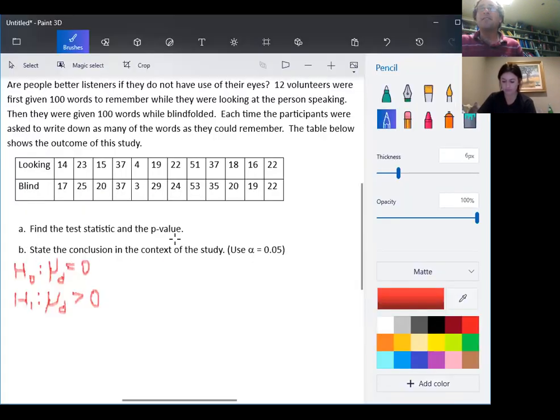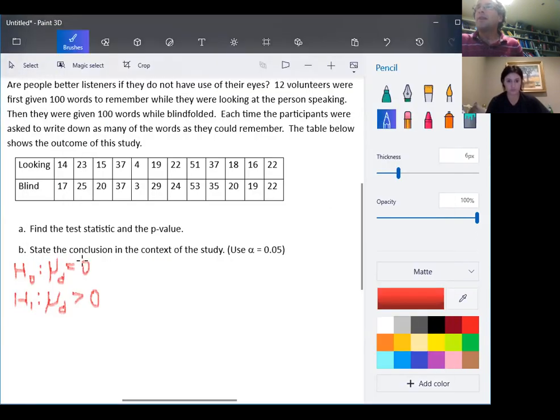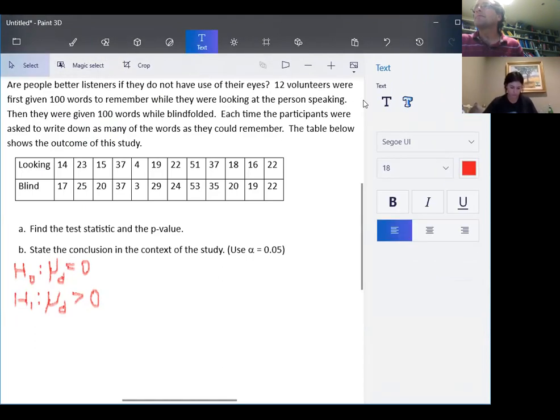And so we found the test statistic and the p-value. The test statistic, I didn't mention it, but it was there. T was 2.4. And the p-value is 0.02. So now I can do part B, which is state the conclusion. So let's do that.